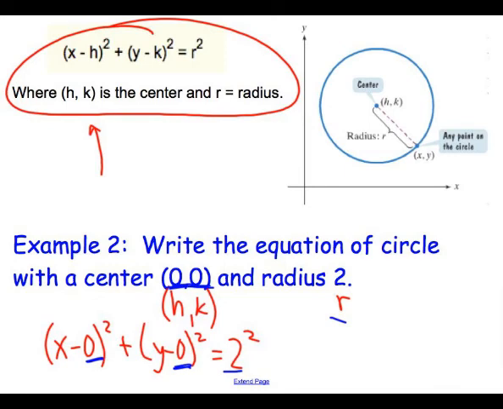You can leave it as 2 squared. You could also write it as 4. You could get rid of the zeros because they don't really matter. Another way to write this is x squared plus y squared equals 4. That's a sort of simpler way to write it. Both answers will be acceptable.